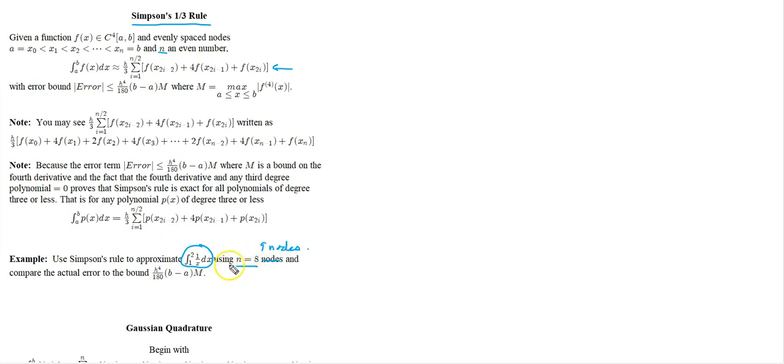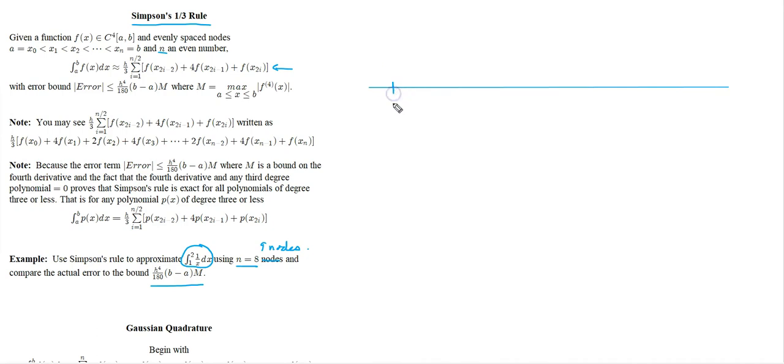Okay, so the n is even, but you have an odd number of nodes. Alright, so we're going to use Simpson's rule to approximate this definite integral down here, and then we're going to compare the actual error to this error bound. So we'll calculate this error bound, and we'll see that our actual error is smaller than that. So with n equaling 8, or 9 nodes, let's set up our picture here.